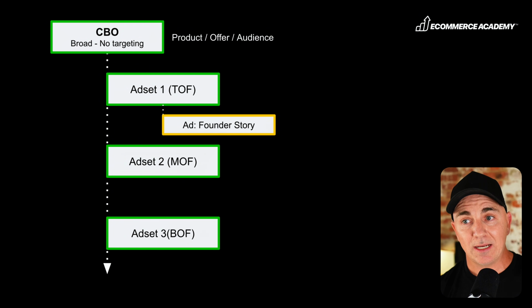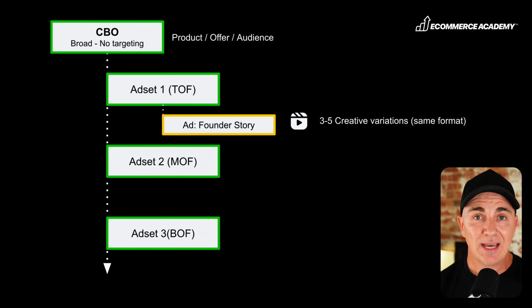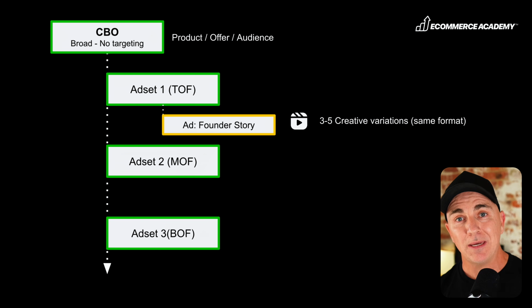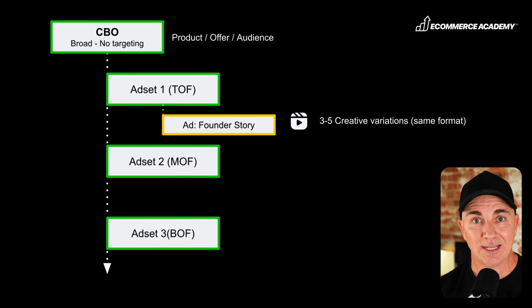Now, the way we want to roll it out is we want to have one ad, and within that ad, we want to have 3 to 5 variations of that ad style. So we should have 3 to 5 different founder stories inside this ad, okay? And then we want to have content and headlines that go with it, all right? They should all be the same format. We don't want to mix video and statics together.